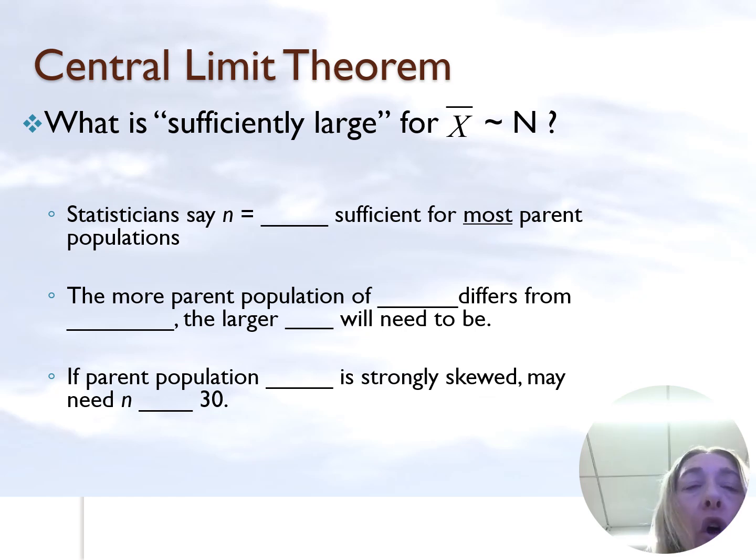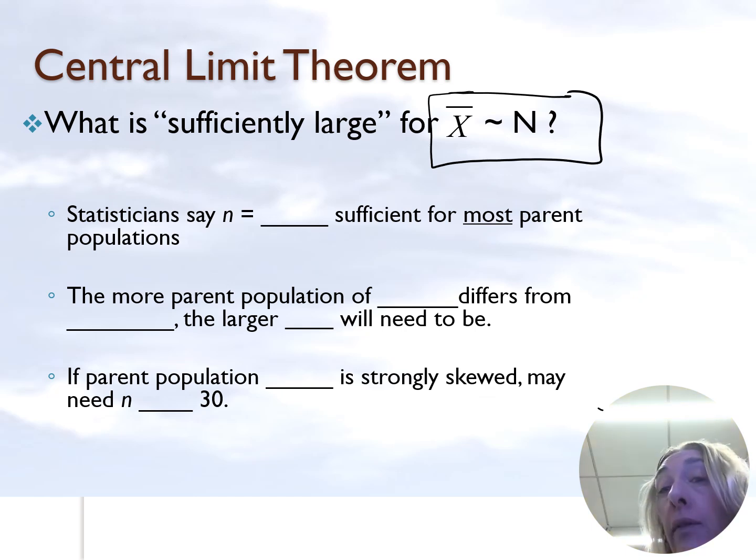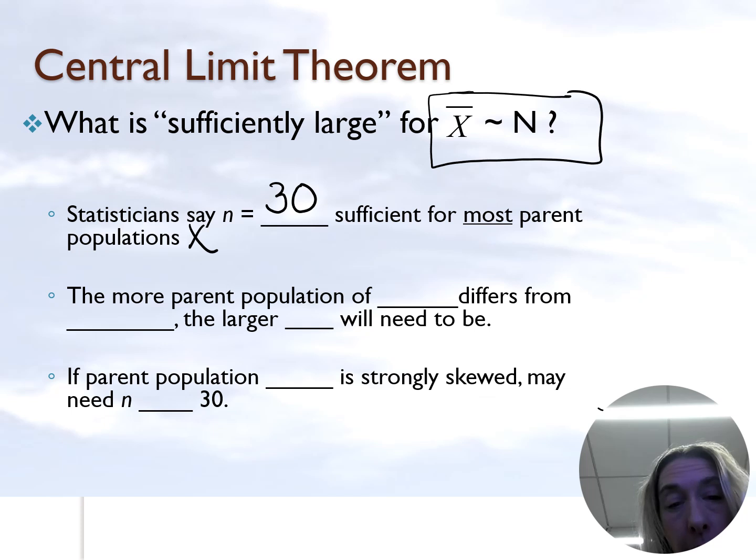Relative to the central limit theorem, what is considered sufficiently large in order for X bar to be normally distributed, even if X is not? Statisticians say an n of about 30 is sufficient for most parent populations X, or in most cases.